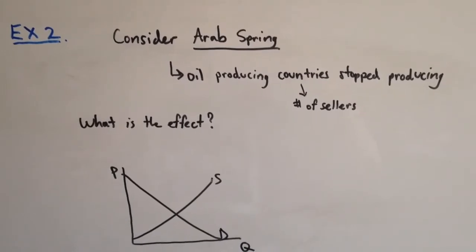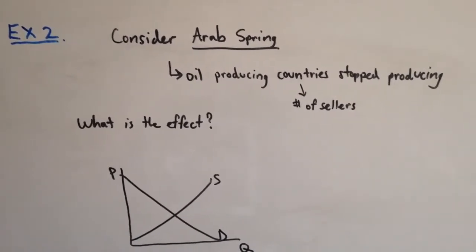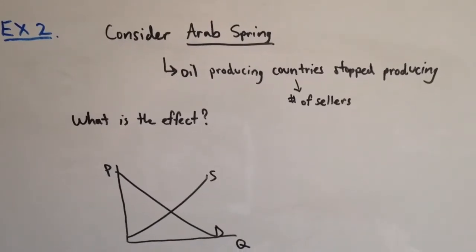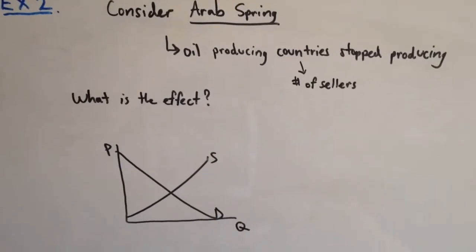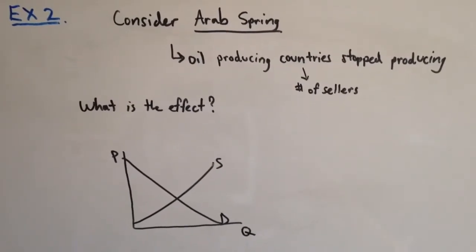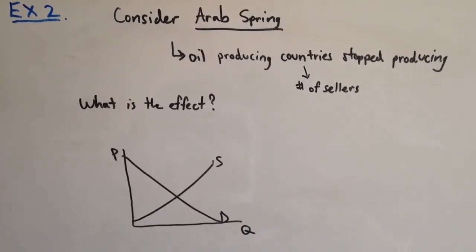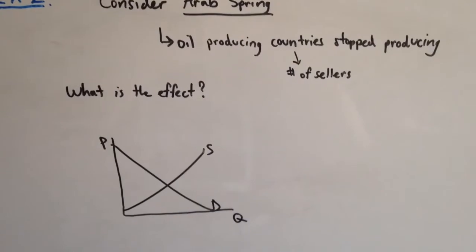I'll give you guys a hint. So this has to do with the number of sellers. So if the number of sellers stop producing oil, then what is the effect on price and quantity? I'll let you guys stop the video once again, and I'll answer the problem right afterwards. Okay, see you guys then.